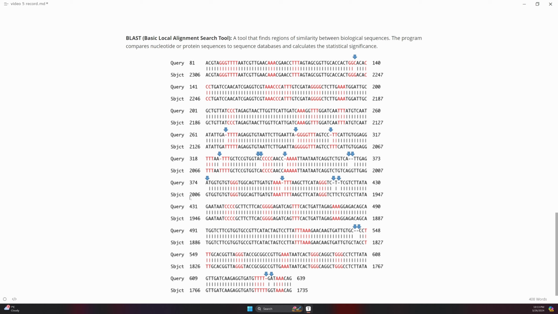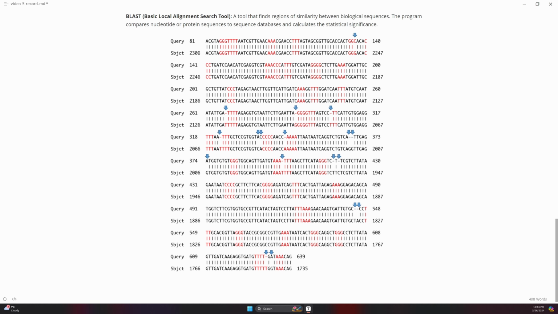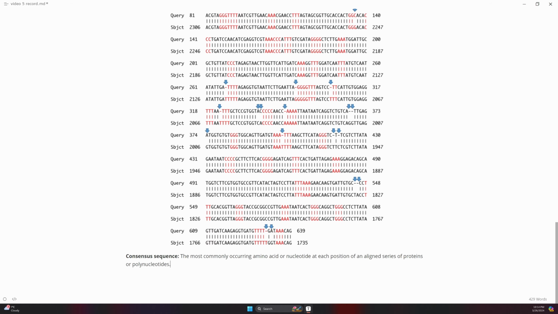Here is the result generated by BLAST. As you can see, these arrows point out the differences in the two sequences. The first sequence above is the query, and the sequence aligned to it is called the subject. The consensus sequence is the most commonly occurring amino acid or nucleotide at each position of an aligned series of protein or polynucleotides.